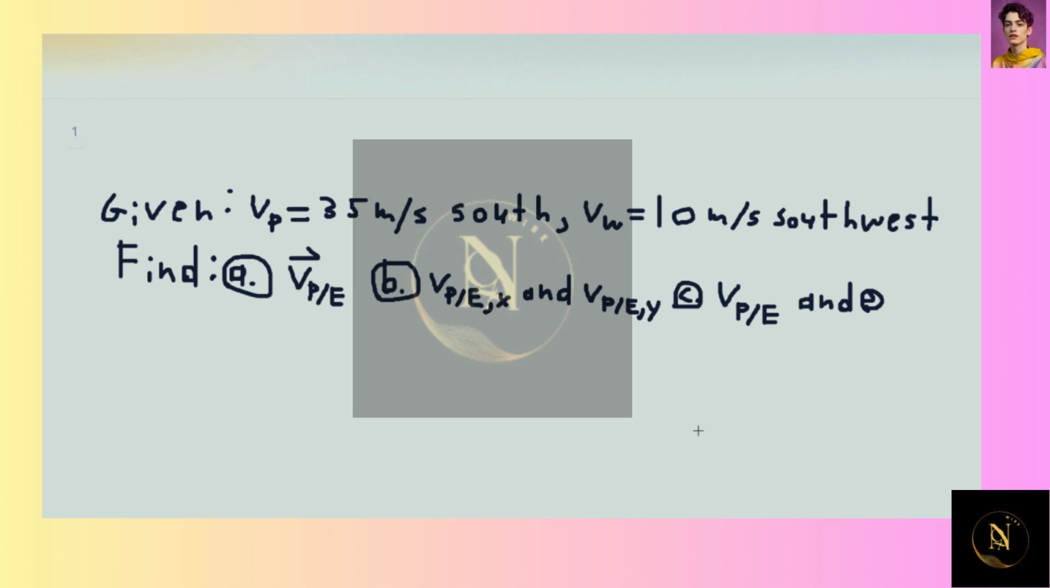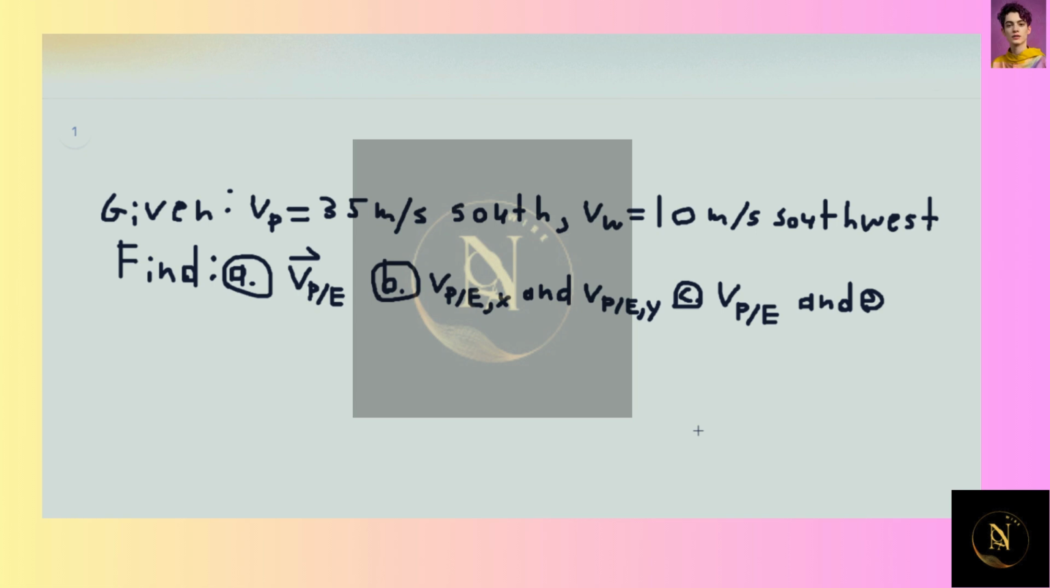Okay, so for this problem, we have a plane traveling south at 35 meters per second, and we know the wind is moving at a rate of 10 meters per second in the southwest direction. Okay, so now for part A, it's asking, in a vector addition diagram, to show the relationship between the velocity of the plane relative to the Earth and the two given vectors.